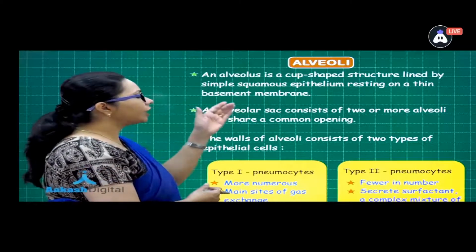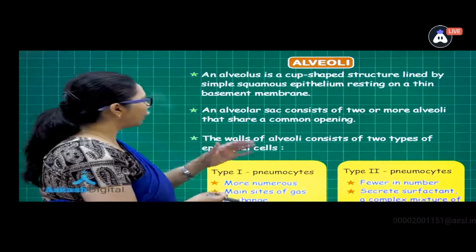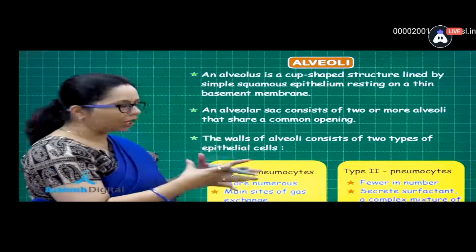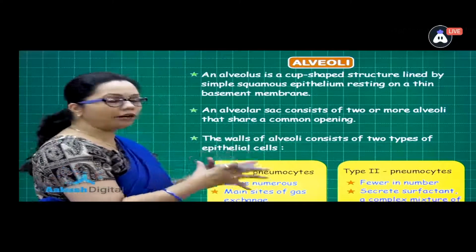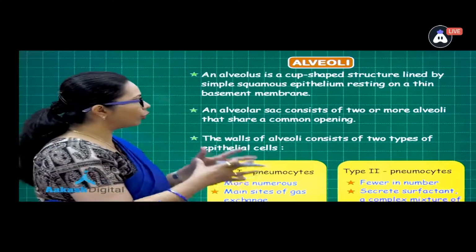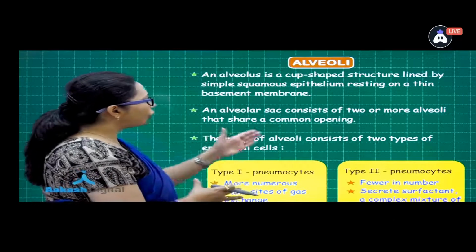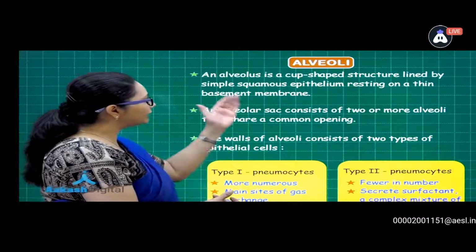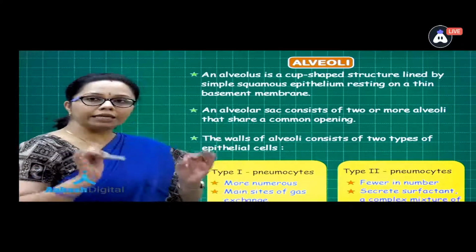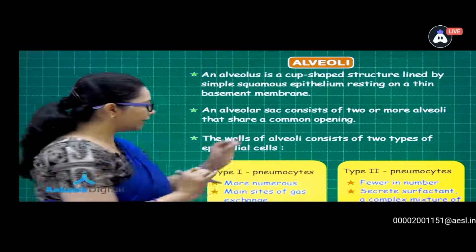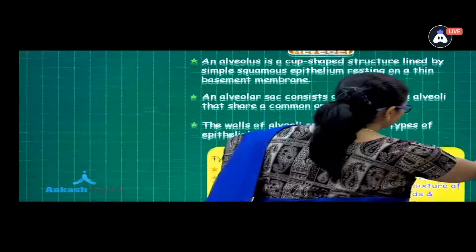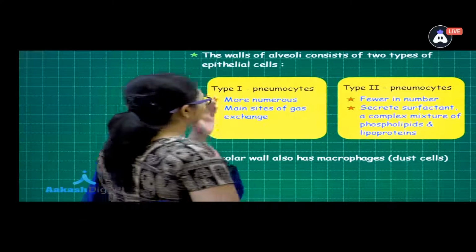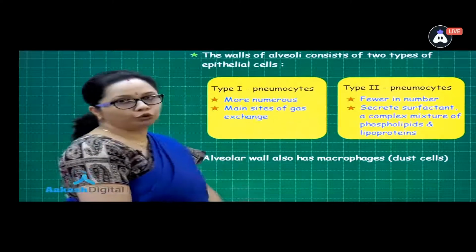The alveolar sac consists of 2 or more alveoli which share a common opening. So the alveolar sac is the larger structure, and one alveolar sac will have a few alveoli. The wall of the alveoli, as we said, is lined by simple squamous epithelium, and these squamous epithelial cells can be called pneumocytes. And these pneumocytes are categorized into two types: type 1 pneumocytes and type 2 pneumocytes.